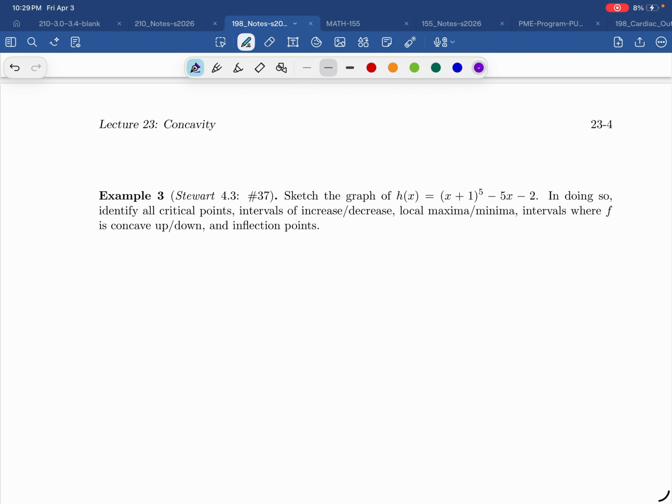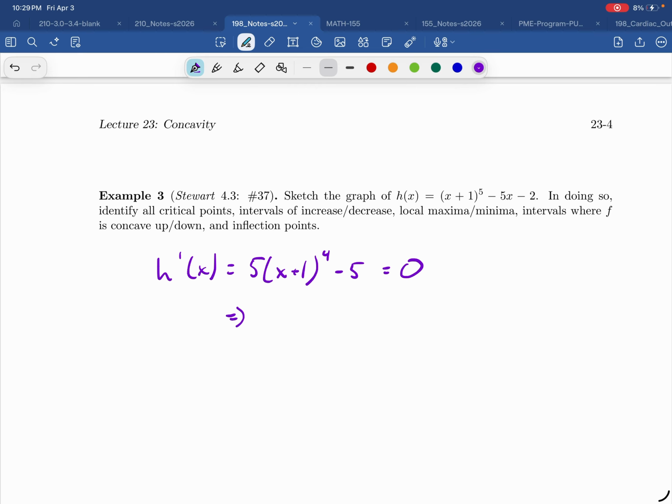So what we're going to do is take the first derivative, set it equal to 0, solve for x. Then take the second derivative, set it equal to 0, solve for x, and then find all the information. So we take the derivative. The chain rule is in effect here, but the derivative of x plus 1 is just 1. Right? Set that equal to 0.